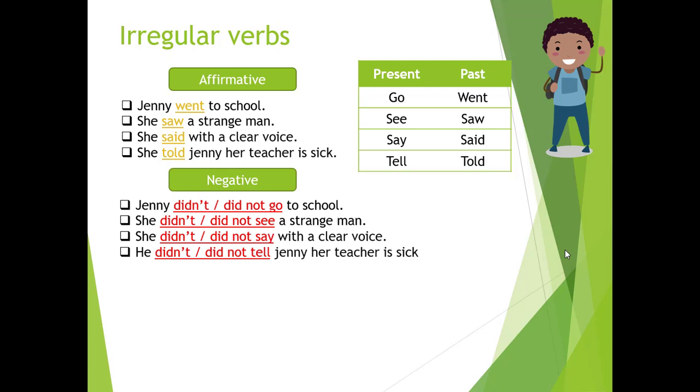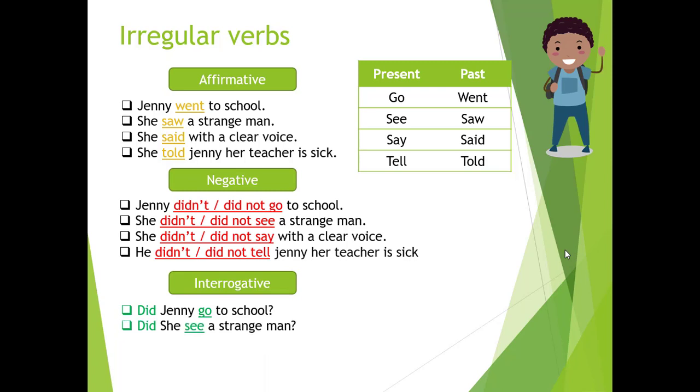As for the interrogative, we just, as I said before, we change the position of the auxiliary with the subject. Did Jenny go to school? Did she see a strange man? Did she say with a clear voice? Did he tell Jenny her teacher is sick? Okay, as you see now in the question, we just swap the position or change the position of the auxiliary with the subject.